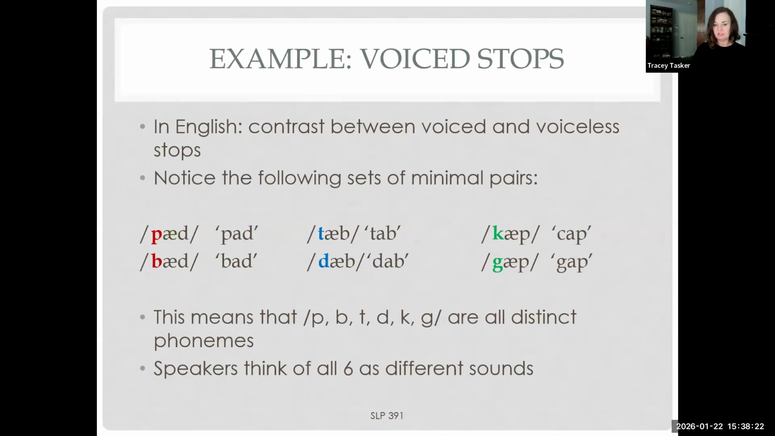So these are just some examples of minimal pairs. In the words pad and bad, we're only changing the first sound, but it changes the meaning of the word. And likewise in these other words, tab versus dab and cap versus gap. So what this means is that just by changing that first phoneme, we change all the different words. They're all distinct sounds.